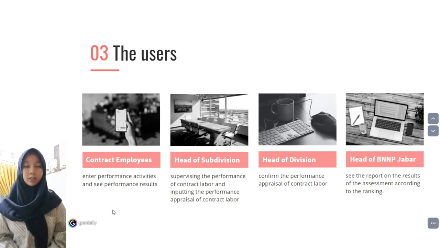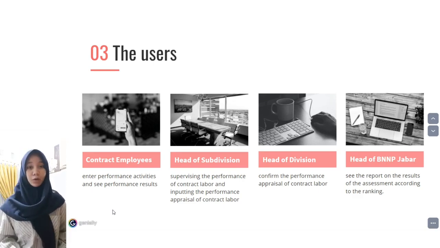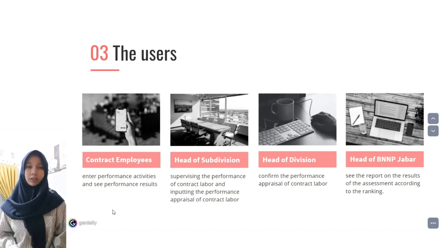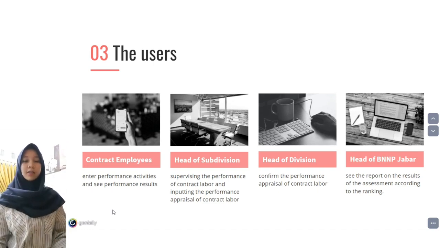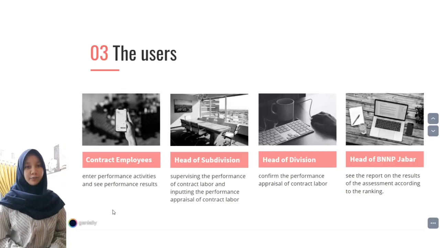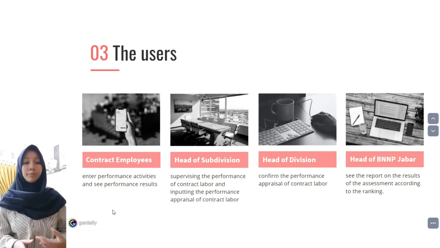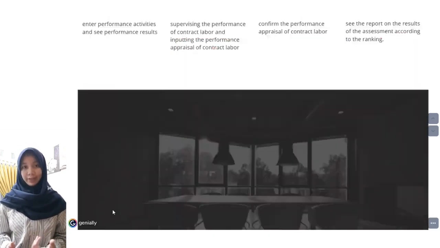The third user is the head of division. Their role is confirming the performance appraisals of the contract employees. And the last is the head of BNN West Java Province. His or her role is seeing the reports on the results of the appraisals according to the ranking.